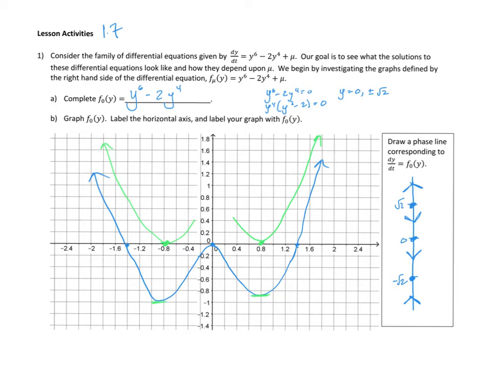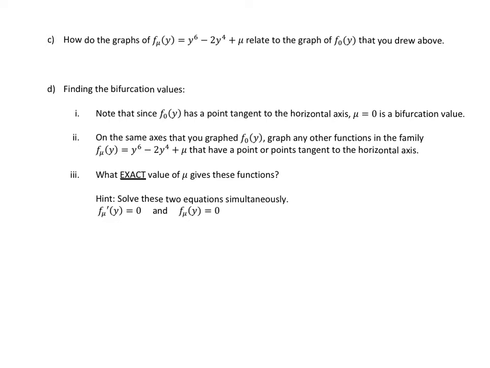How do the graphs of f sub mu, which is y^6 minus 2y^4 plus mu, relate to the graph of f sub 0 that we drew above? They're going to be vertical shifts of f sub 0.